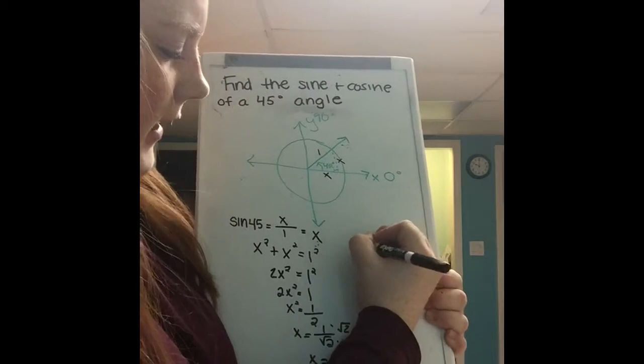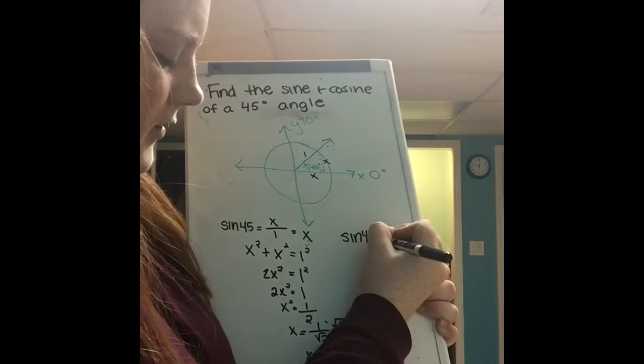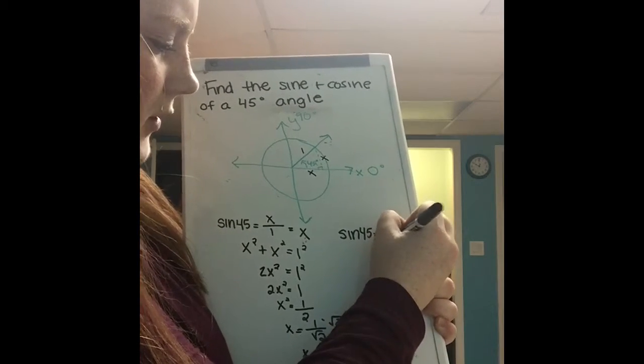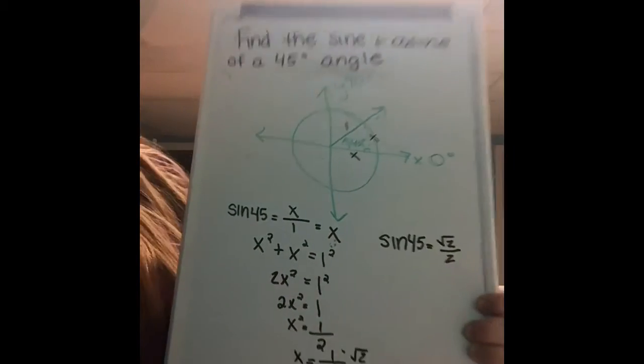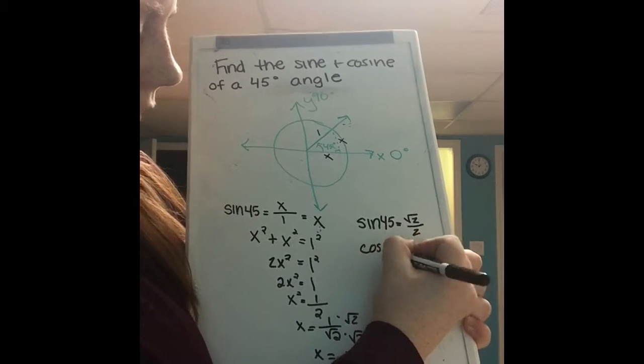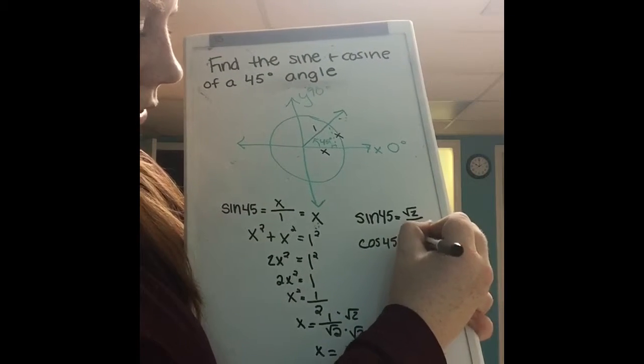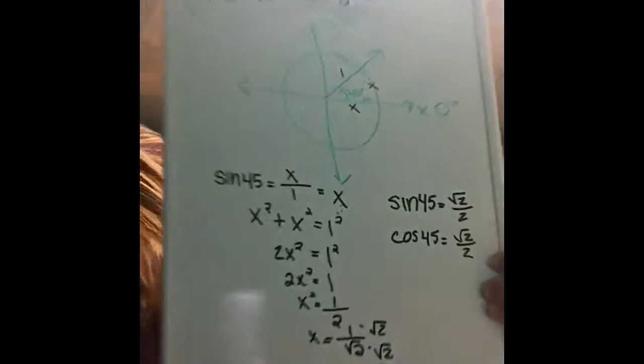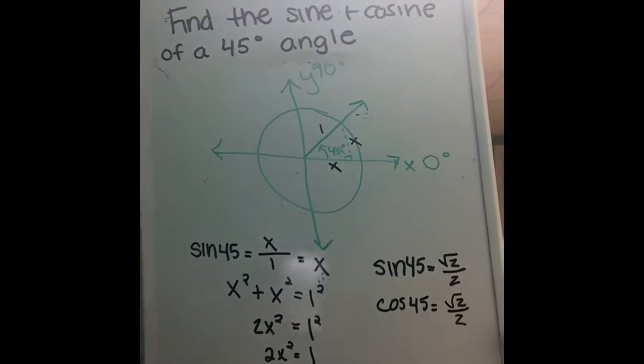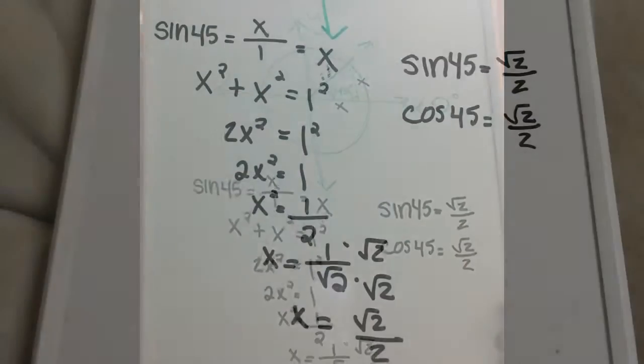So now you know that the sine of 45 is root 2 over 2. And since both sides are x, the cosine of 45 also equals root 2 over 2. So now you've just found the sine and cosine of a 45-degree angle.